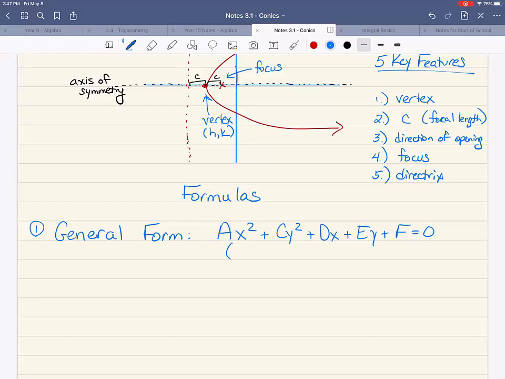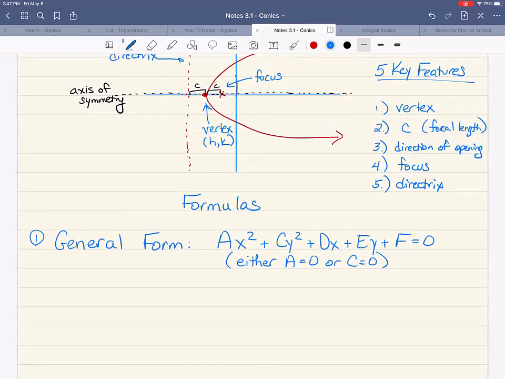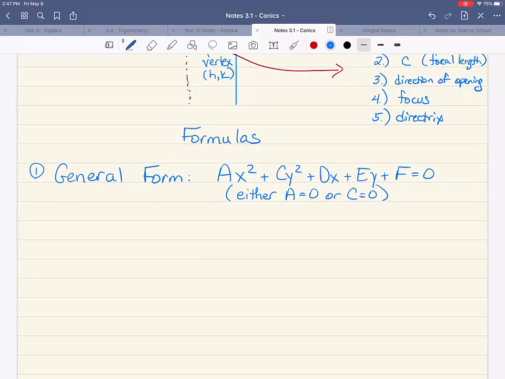And for a parabola, either A equals 0 or C equals 0. What makes a parabola work is that both variables are not squared. Only one of them is. So the other term, the A term or the C term, will be missing. The D, E, and F terms will probably be there, but either the A term will be missing or the C term will be missing.